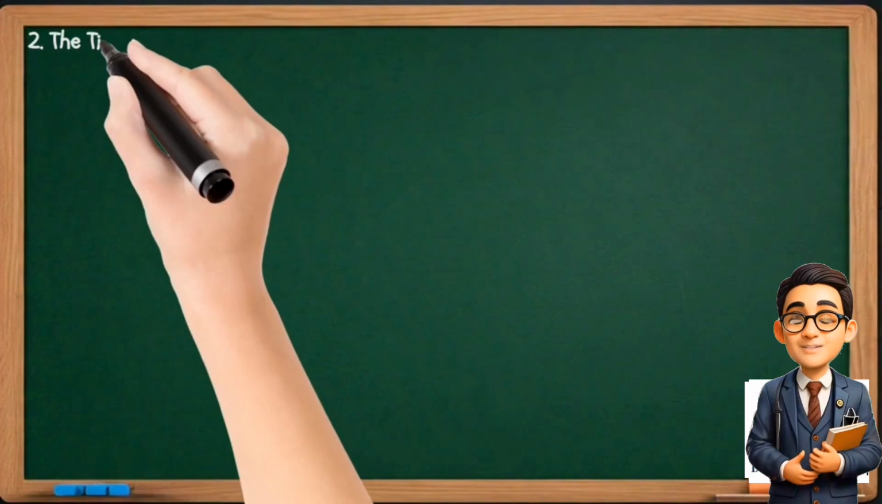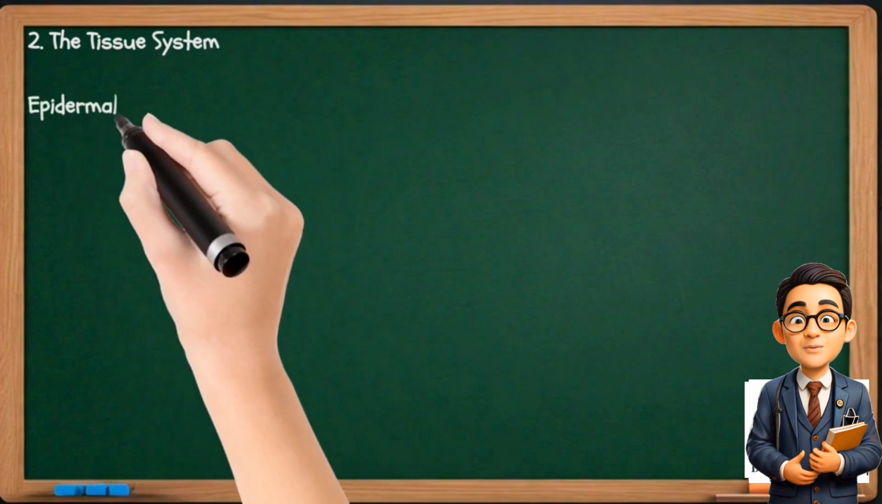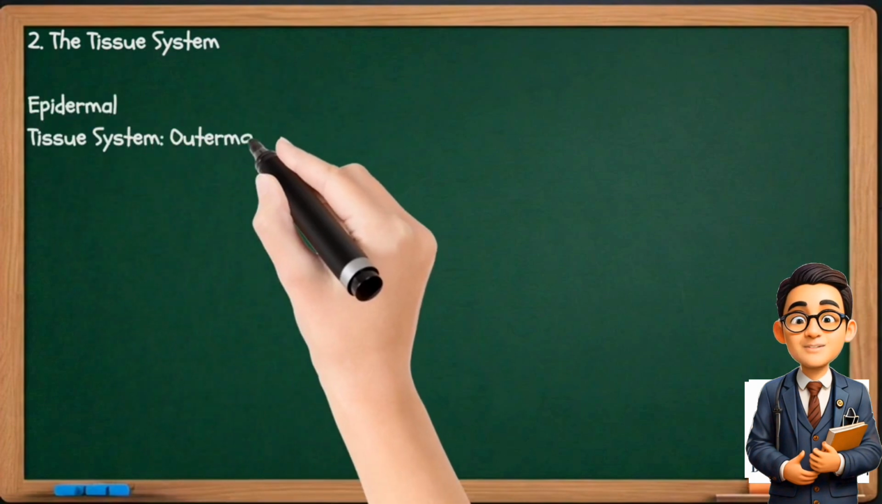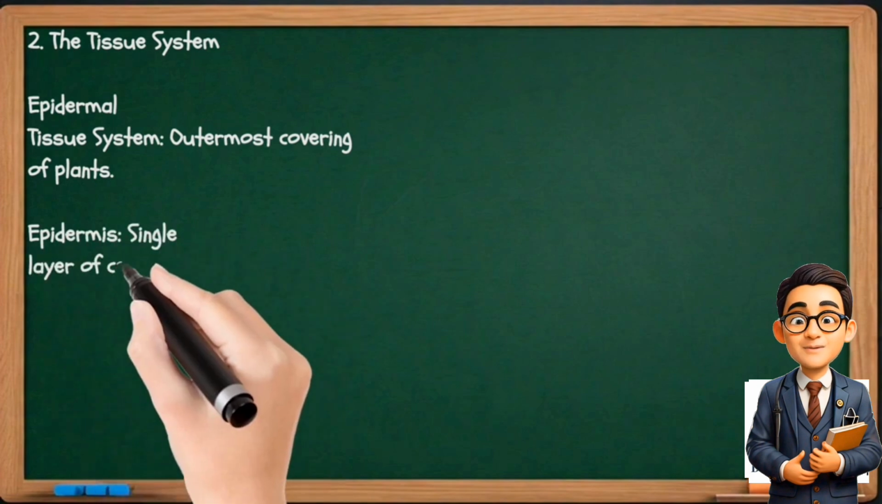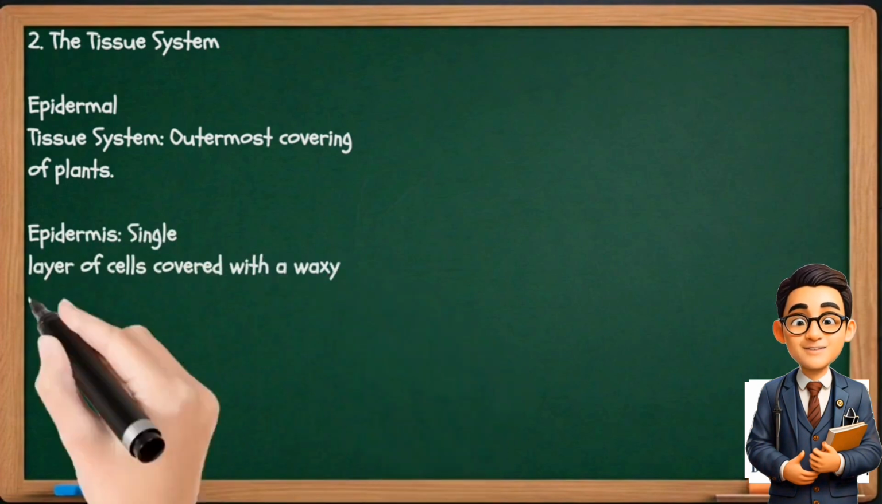The tissue system. Epidermal tissue system, outermost covering of plants. Epidermis, single layer of cells covered with a waxy cuticle to reduce water loss. Stomata, pores for gas exchange, guarded by guard cells.